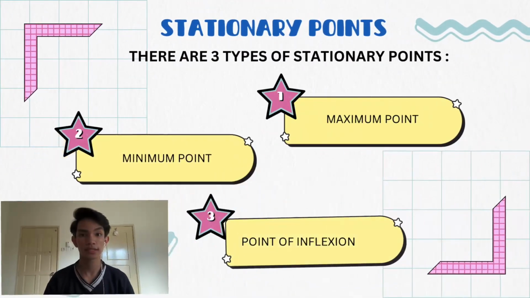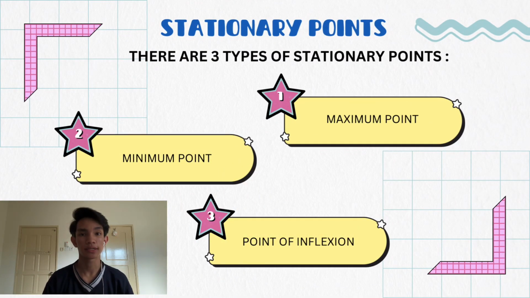Next, stationary point. There are three types of stationary points. The first one is maximum point. The second one is minimum point, and the last one is point of inflection.